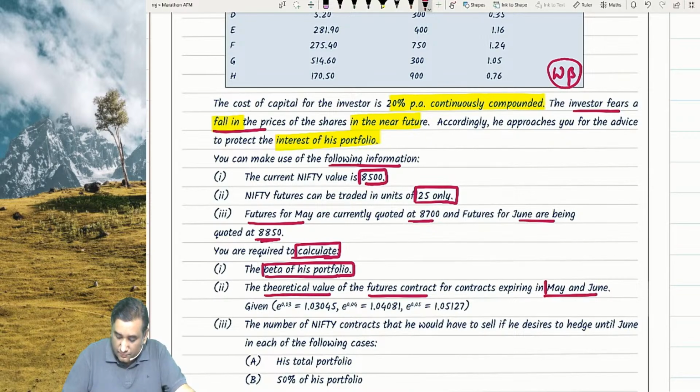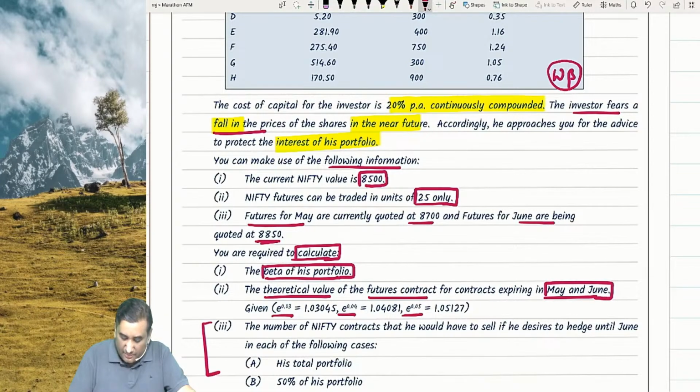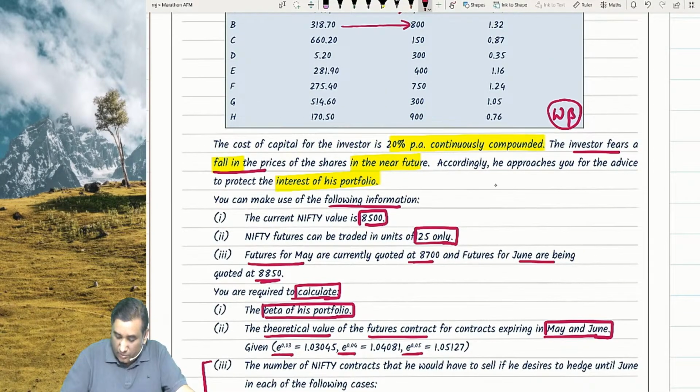the futures price, or the contract futures price. Now, the value here, the number of Nifty contracts, that's the hedging. Now my formula would be the spot price into e to the power rT. If I calculate, sir, the actual price is given. The actual is given, but he is still asking you to calculate the theoretical value.